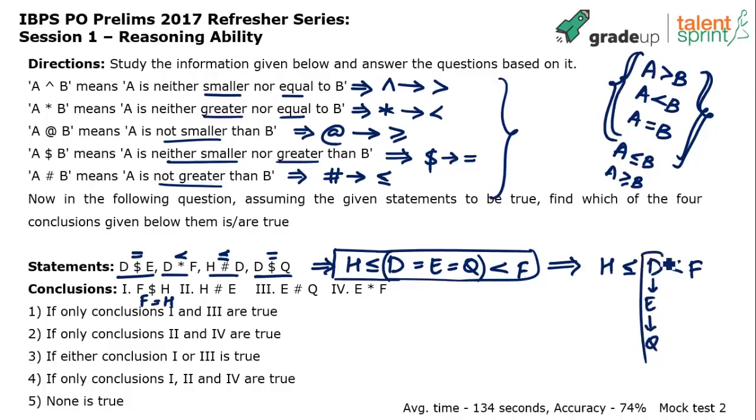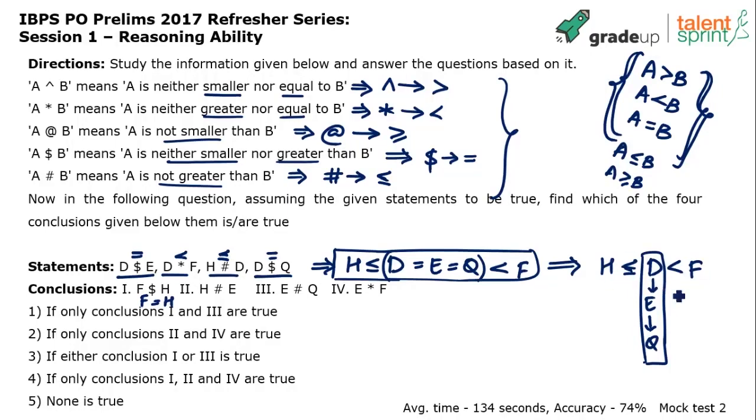These three are in the same line, right? I mean, all three are equal. So we can take D or E or Q, but actually the inequality is what? H is less than or equal to D and D is less than F. Now he says F is equal to H. Is F equal to H? No. The result would be F greater than H.